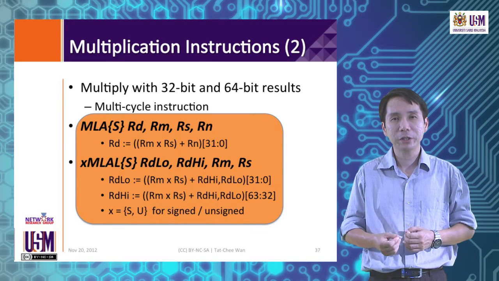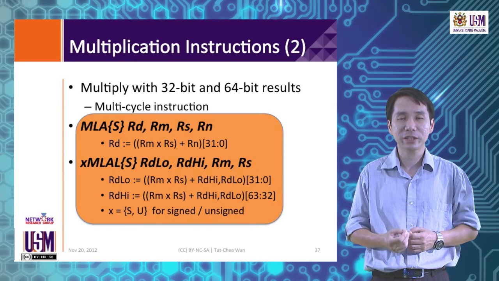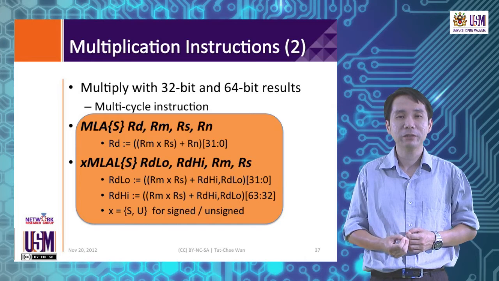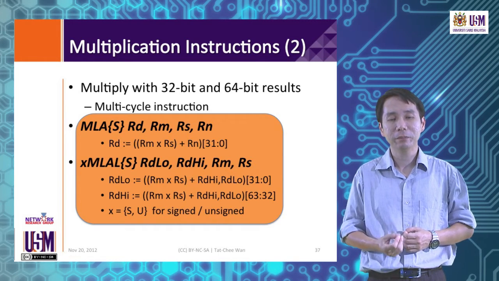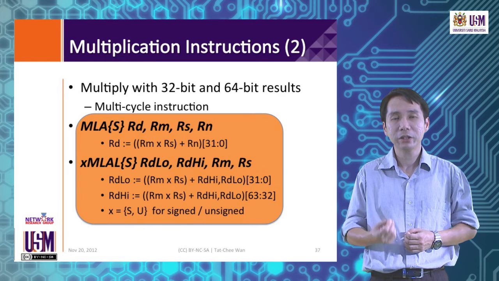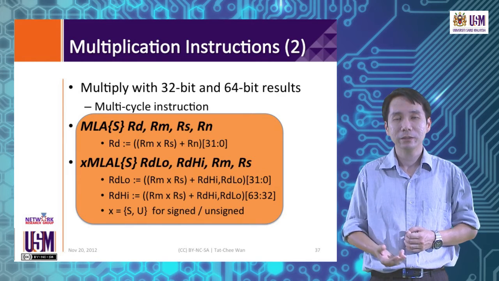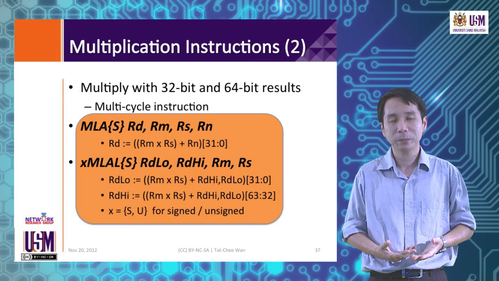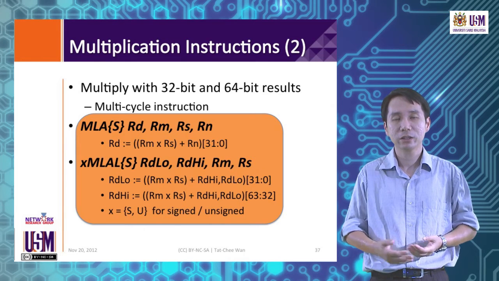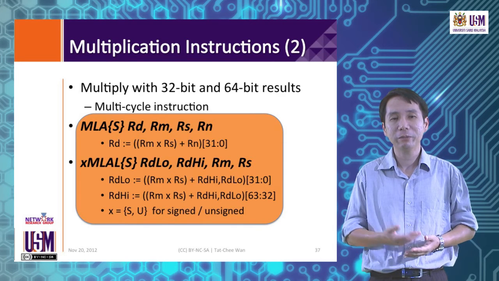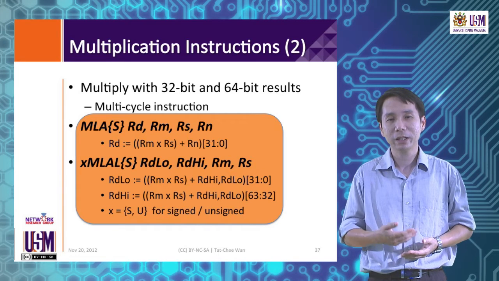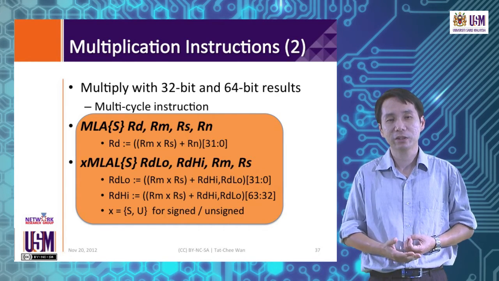Now another operation commonly found in digital signal processing is the multiply with accumulate. So this instruction, MLA, multiply and add, is very useful in a processor and is provided by the ARM processor architecture as a convenience. Similar to the MUL instructions, we have MLA and xMLAL, or multiply and accumulate long, which handle 32-bit and 64-bit results.